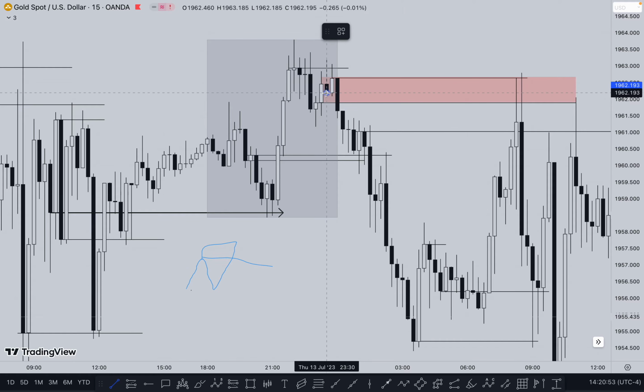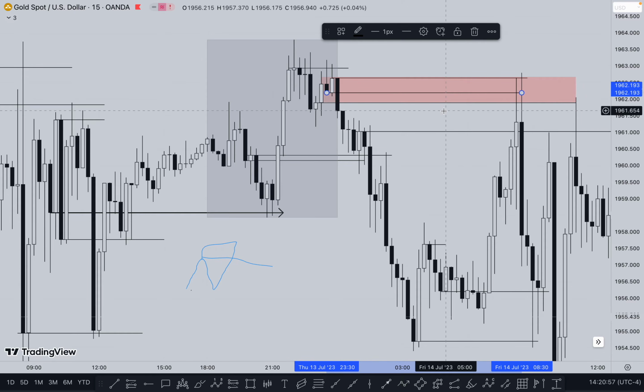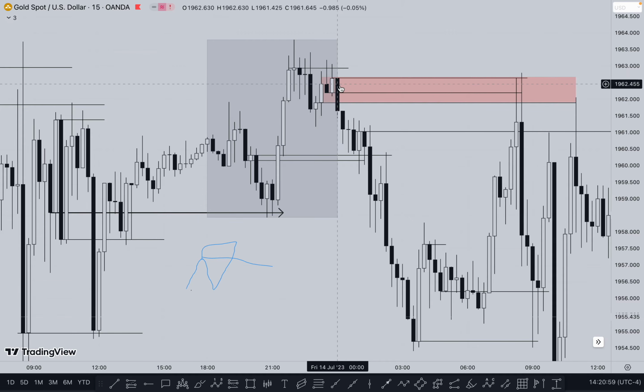So it creates what we call a support. And this support, they break the support, so it becomes a resistance. So it's another point where market has to come and start doing what? Start selling.